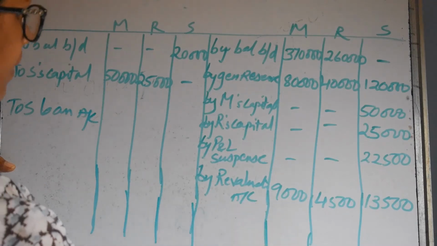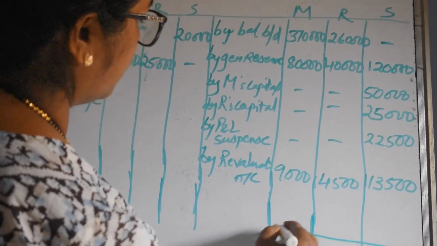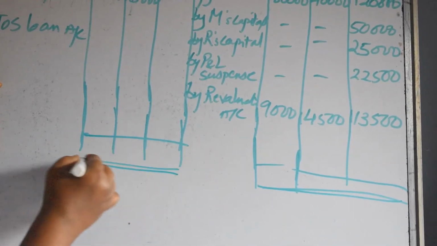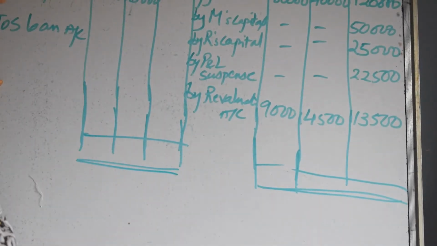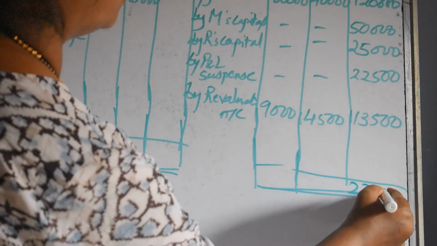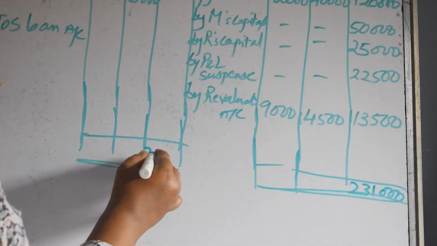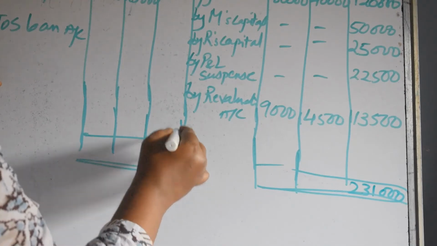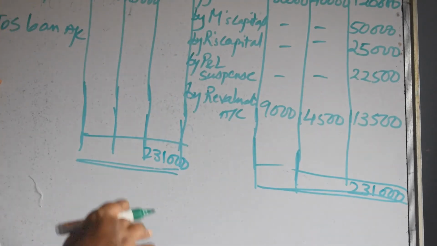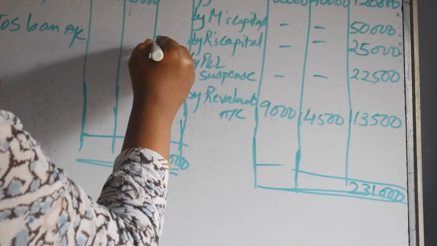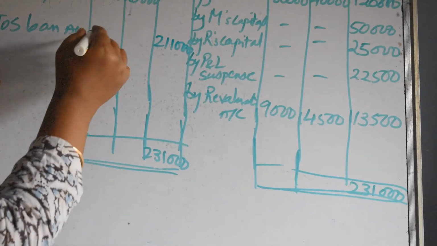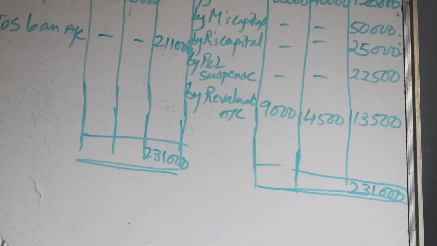Always balance the retiring partner first. So the credit side total is 2,31,000. Put it on both the sides, minus 20,000. So the difference is 2,11,000. Okay. So S loan is 2,11,000.